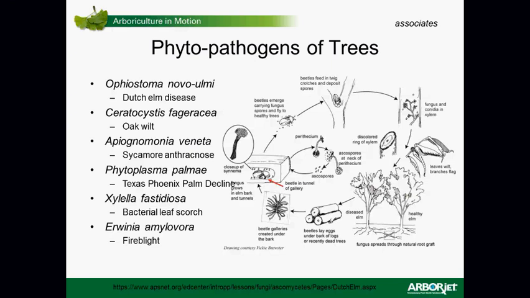Oak wilt is another phytopathogen that we happen to be interested in and working on. Sycamore anthracnose is one of the new diseases down in Florida. Texas phoenix palm decline, Phytoplasma palmae, bacterial leaf scorch, and fire blight, Erwinia. These are all termed phytopathogens, but they occur within the plant tissues. These are the bad guys in general.